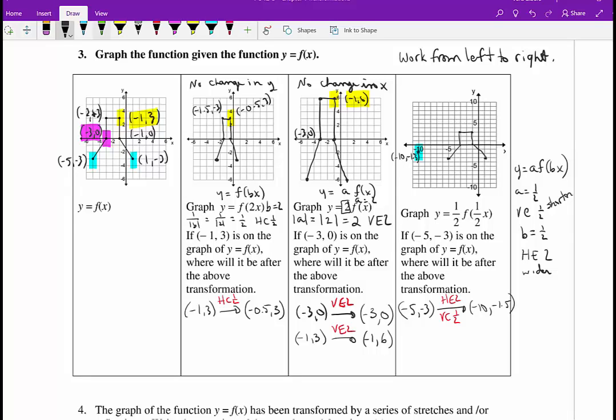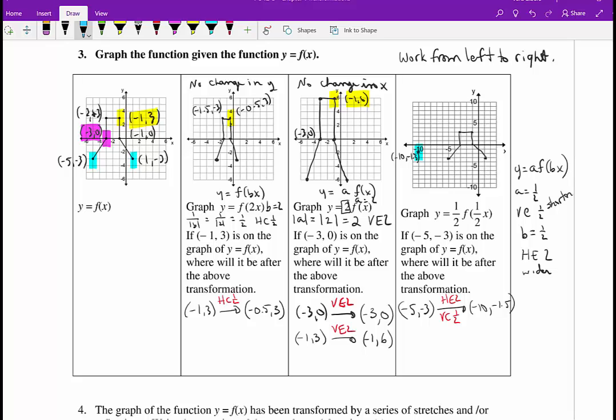Okay, so the first thing I want to do with that, and I will do it in blue, is I'm going to give it a vertical compression of 1/2. Okay, that means half the distance for everything, so half the distance away from the x-axis. Everything else stays the same. Okay, so the width is going to stay the same because we're not doing a horizontal stretch. We're just going to change the distance from the x-axis. So half that distance.